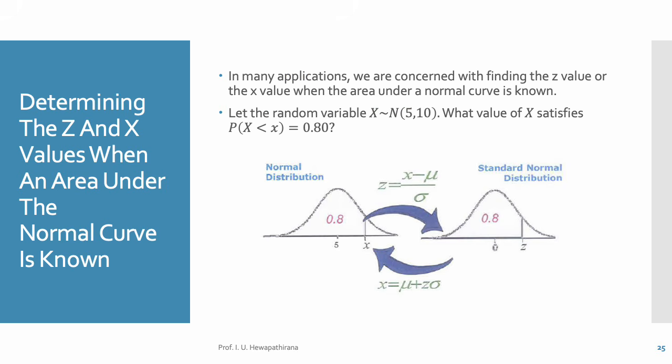In some situations, we know the area under the curve and we are interested in finding the corresponding Z value or the X value. For example, let the random variable X be distributed as normal with mean 5 and standard deviation 10. What value of X satisfies probability that X is less than a given value equals 0.8? So what is this given value? How do we find the given value?